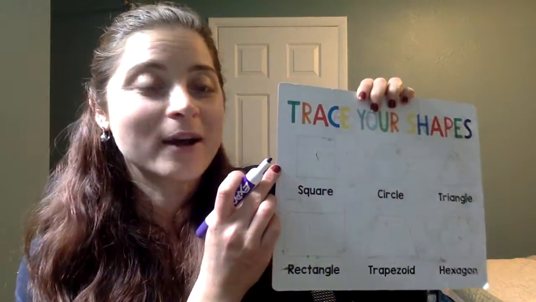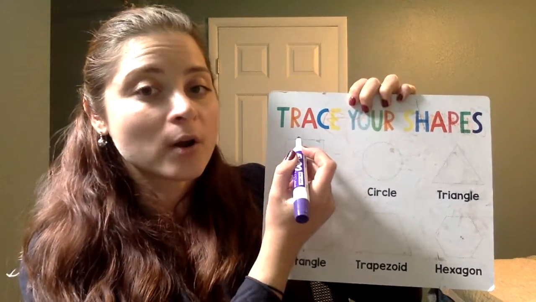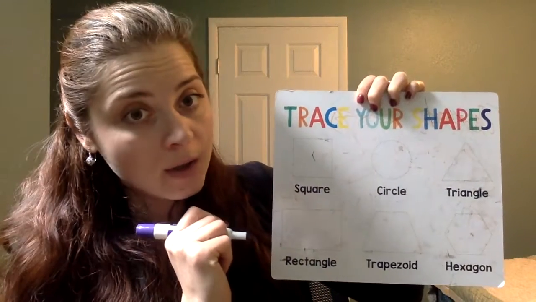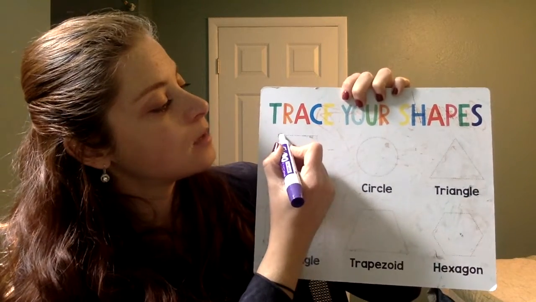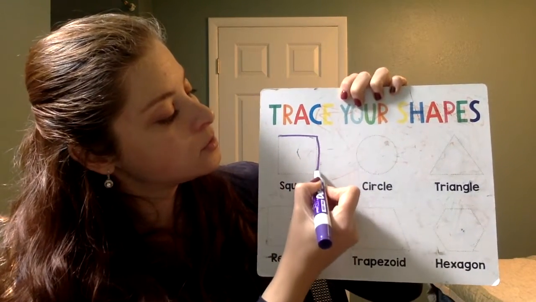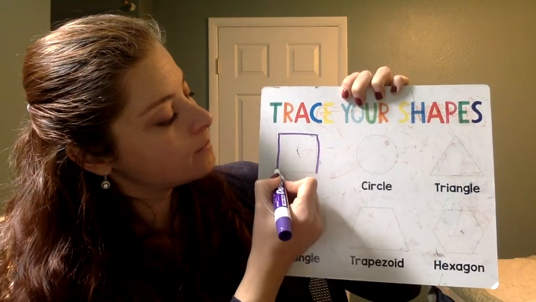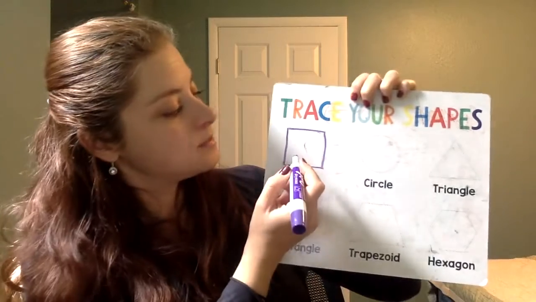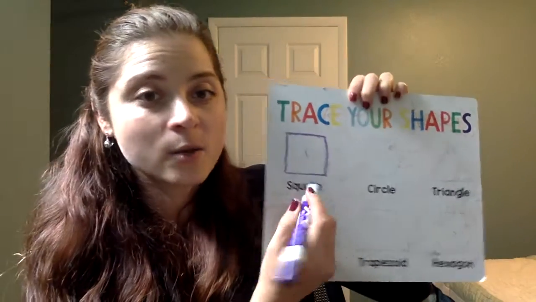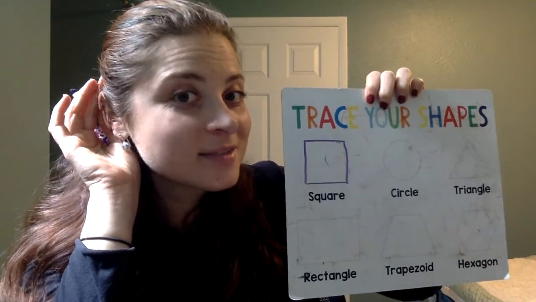So the first shape we're going to practice drawing is a square. Remember, all sides are equal and they're straight and there's 4 of them, okay? So let's draw the first side. 1, 2, 3, 4. 4 sides. That's called a square. It is called a square.